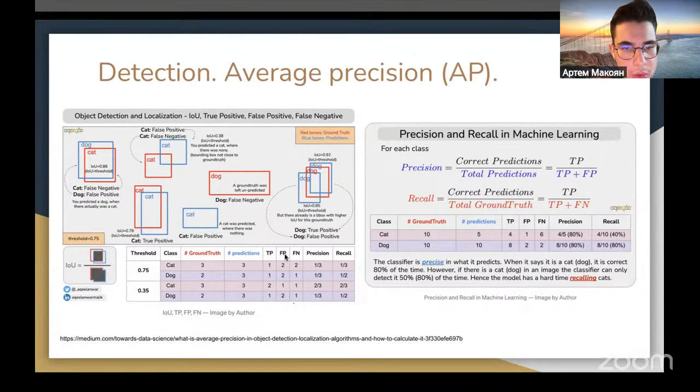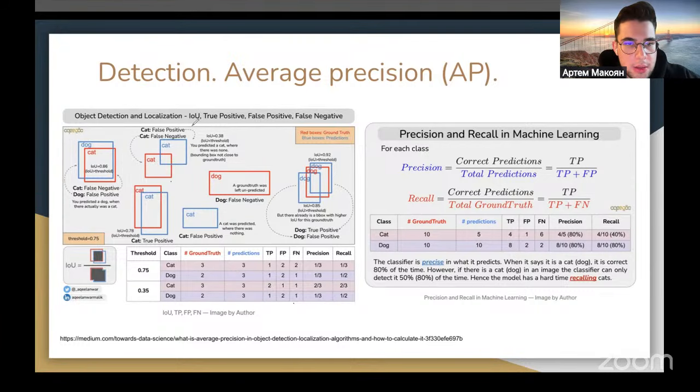So we can count true positive, false positive, and so on when we have two classes, for example, cat and dog, and the same we can do with bounding boxes. Here are some examples. For example, we can see that this is an incorrect pair, a false negative and a false positive. It depends on which class we take as 1 and which class we take as 0.